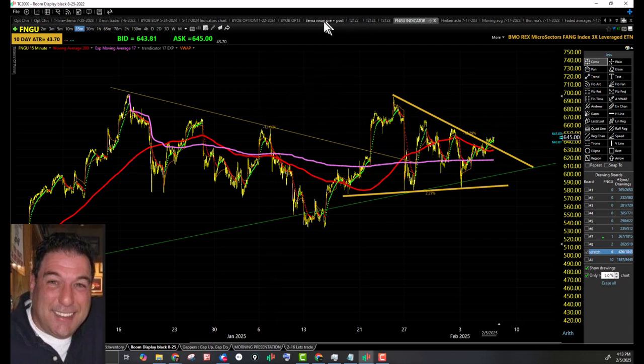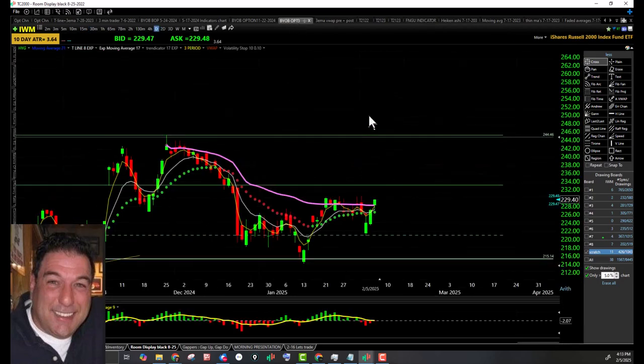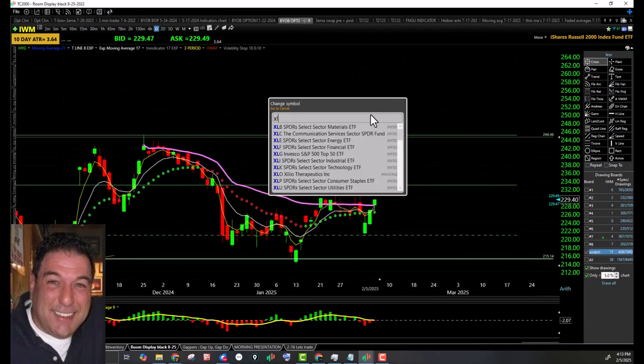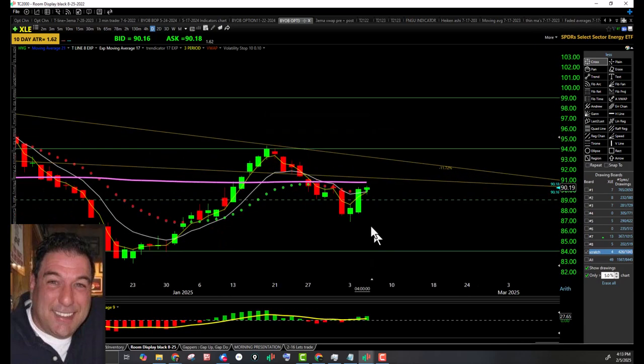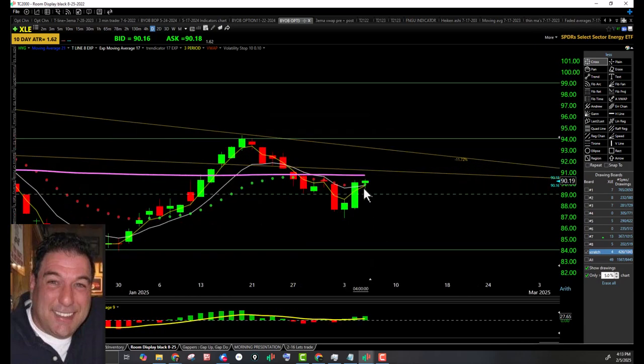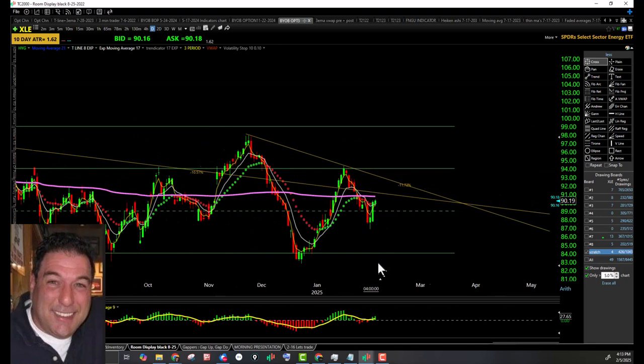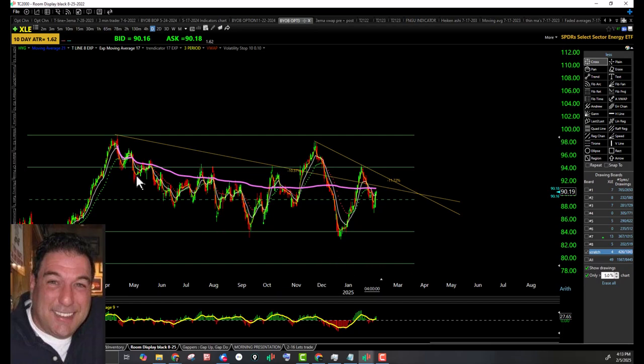Let's go take a look at some sectors. Start off with XLE. XLE for today. It's a higher low, higher high, closing over the trap, over the 17, but underneath, it's like a 12-month high anchored VWAP there for XLE.